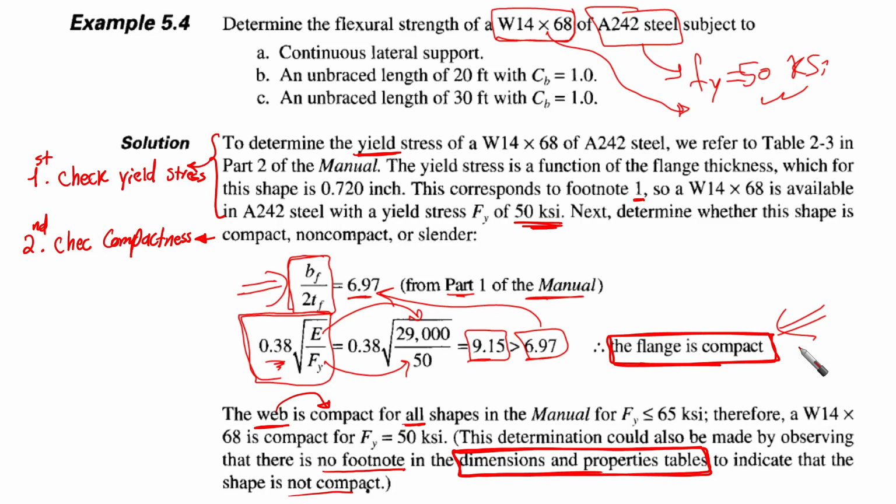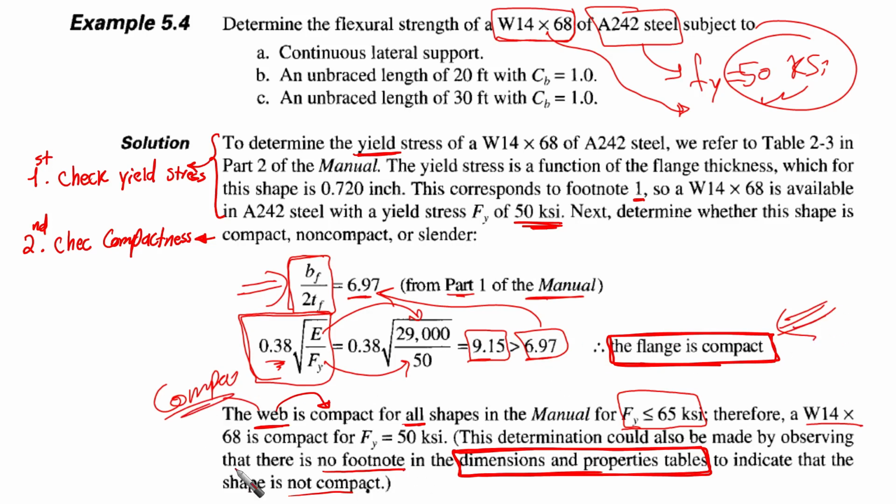Well, should we go and check for the width? The answer is no. The width is compact for all shapes in the manual for F_y less than 65 ksi. We're talking about all shapes for F_y less than 65. Our case is 50 ksi. Then this shape is compact because its width is compact and its flange is compact as well. So the shape is compact.